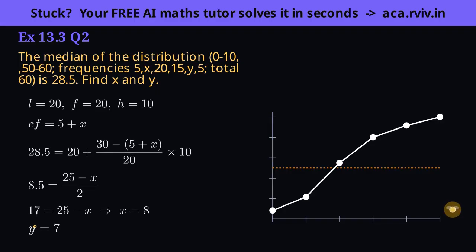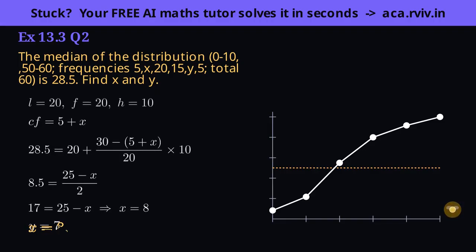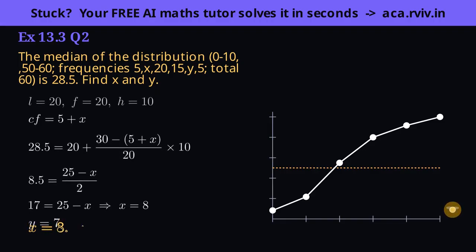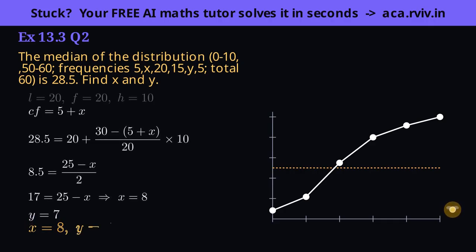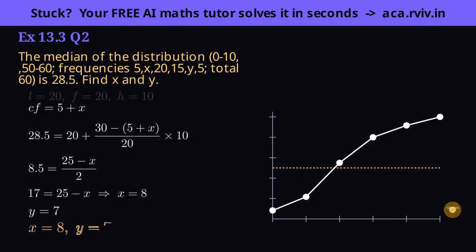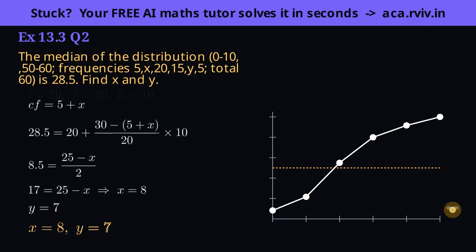So the strategy for these missing frequency problems: the total gives one equation, and a known median fed backwards through its formula gives the second. 2 facts, 2 equations, 2 unknowns, always enough. It's the same backwards formula idea we used for a missing frequency with a known mean, just applied to the median.